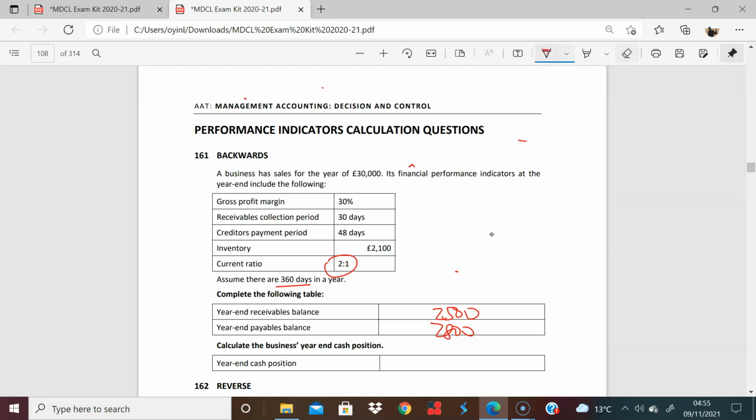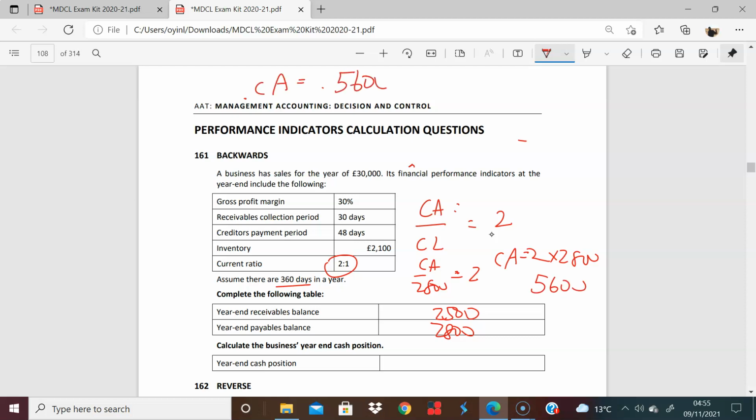I have 2,800. So current assets over current liabilities is equal to 2. My current liabilities I know is 2,800. So I have that my current assets over 2,800 is equal to 2. So it means my current assets are equal to 2 times 2,800, because you multiply that across. And then you have 5,600. So my current assets are equal to 5,600.